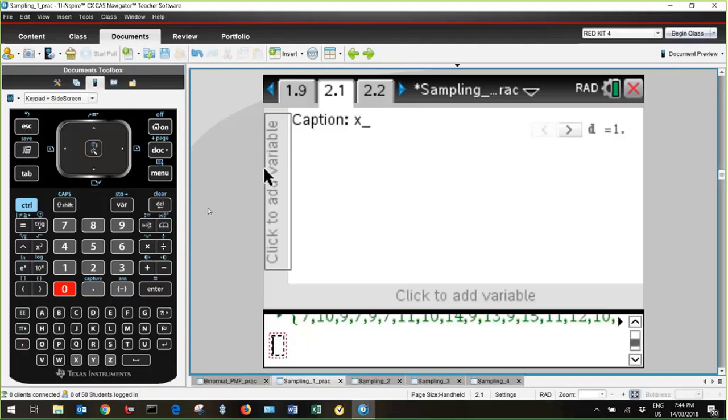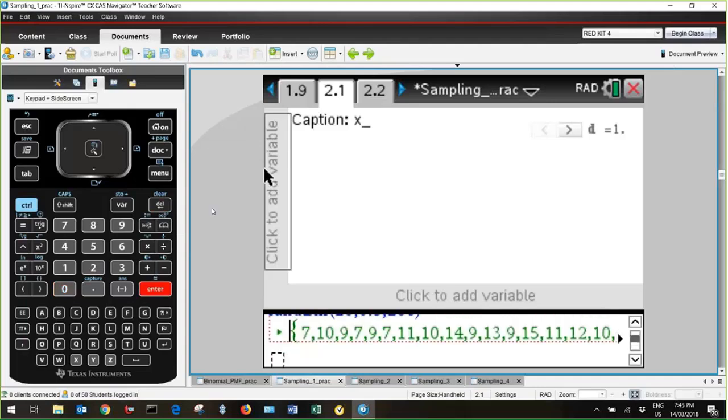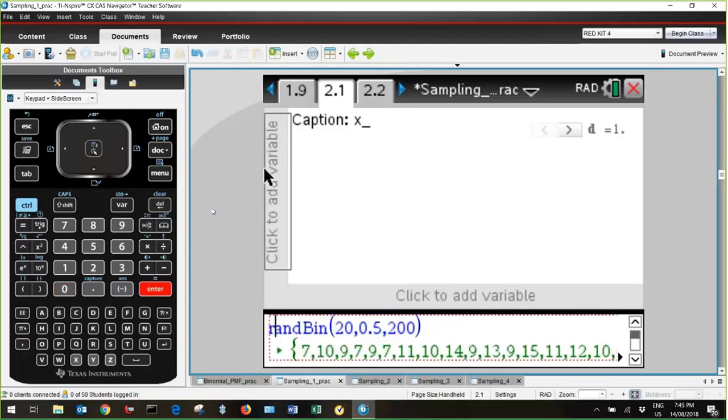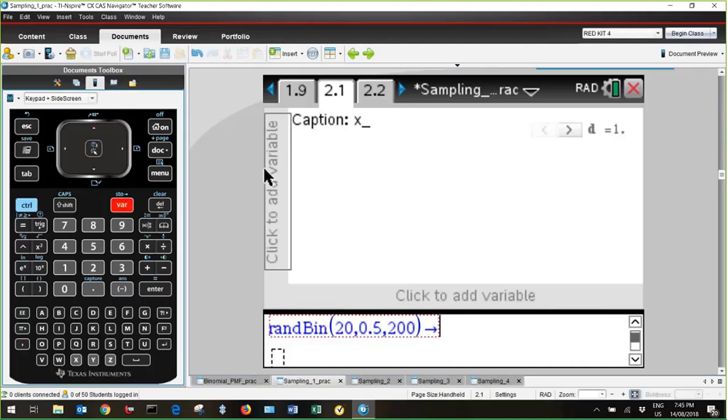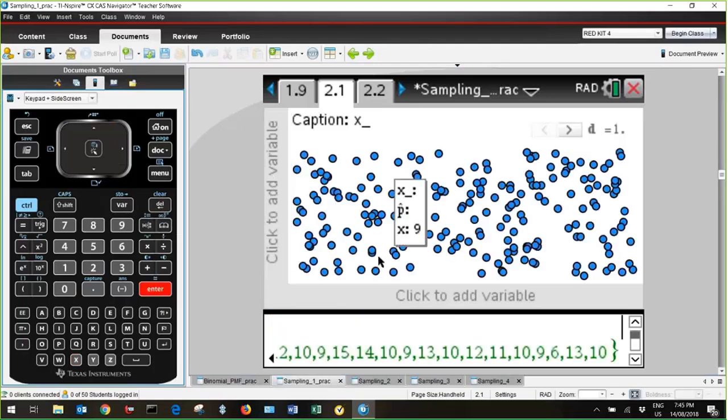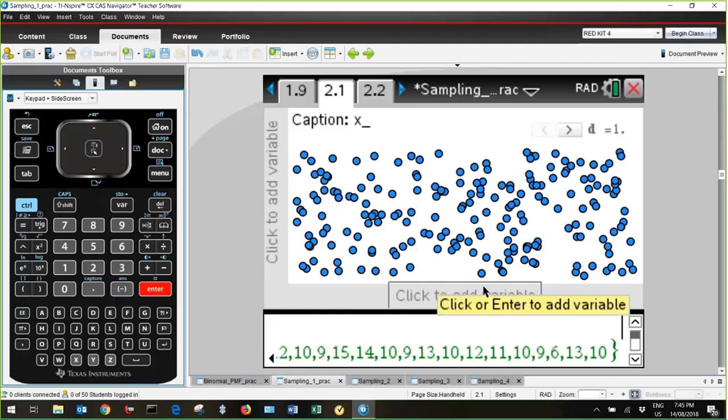And I get a list. And perhaps I could store that as a variable, capital X. In this case, I'm going to use lowercase x because it doesn't like... and there you go. That's your sampling distribution.